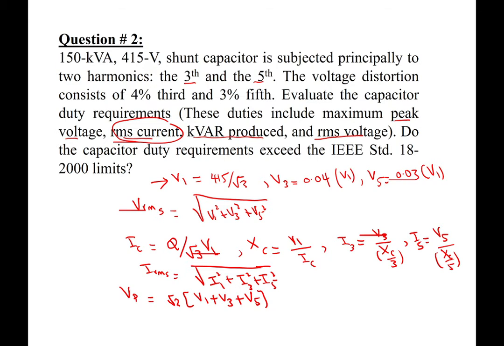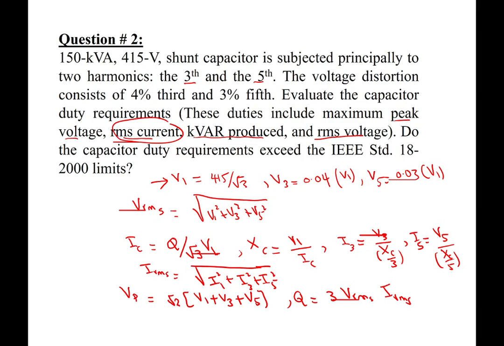And then we can calculate the kilovar produced. So Q will be equal to 3, since this is the phase voltage, it will be 3 V root mean square times I root mean square. So that will give you those duties of the capacitor.